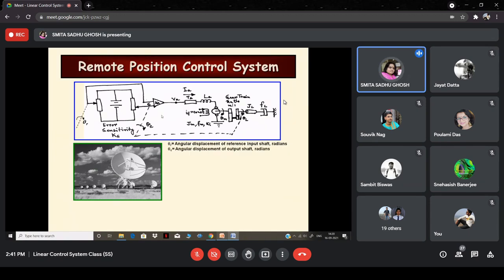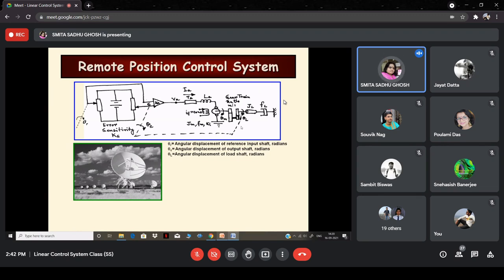Next, we define another notation, theta c. You can see that over here. It's the angular displacement of the output shaft in radians. As you can see, this theta c is coupled to the output shaft, right? Next, we have theta L, the angular displacement of the load shaft in radians. For this particular diagram, theta c will be equal to theta L because the output shaft and the load shaft are directly mechanically coupled.